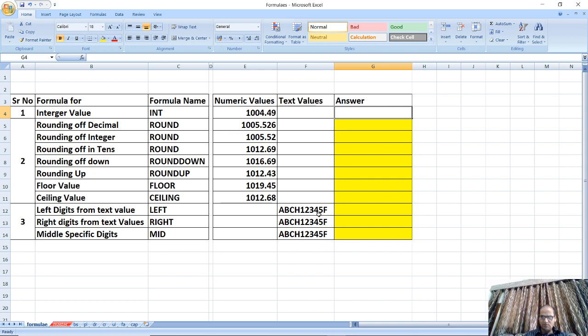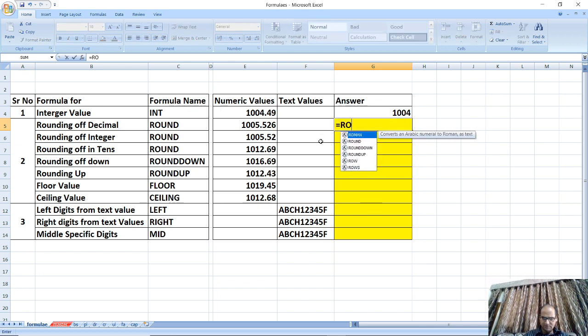Let us say we want to draw the integer value. This could be done with the help of the formula INT, integer, and just give the value from where we have to draw. Press enter. It has drawn the integer portion, leaving the decimal aside.